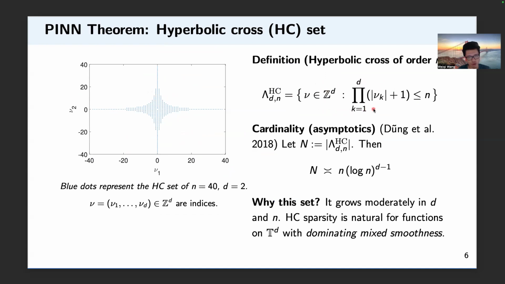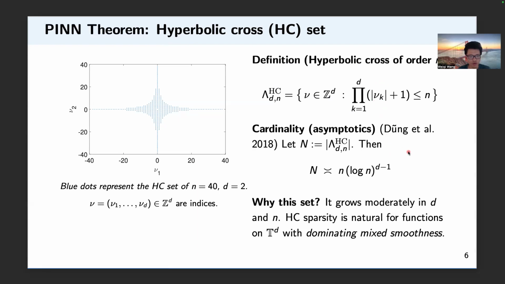Actually, the idea of the hyperbolic cross set is that we keep frequency indices where not all coordinates are big at once. If one coordinate is big in one direction, the others stay small. This makes a thin hyperbolic cross shape instead of a full grid. I mean, this is a smart way to sample the frequency space.